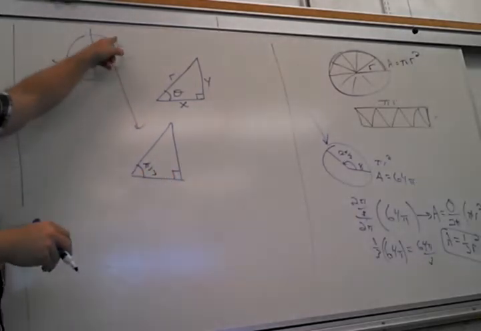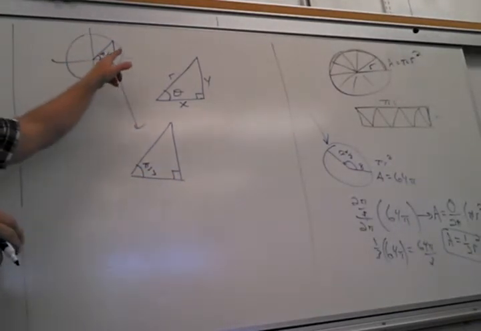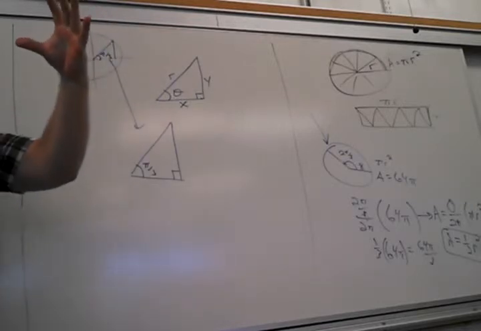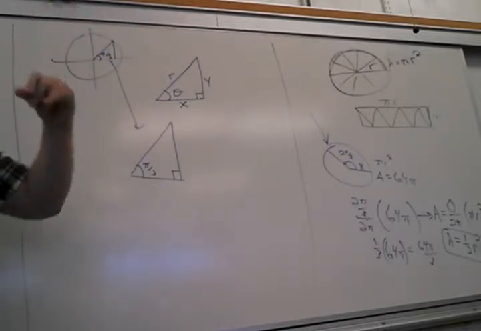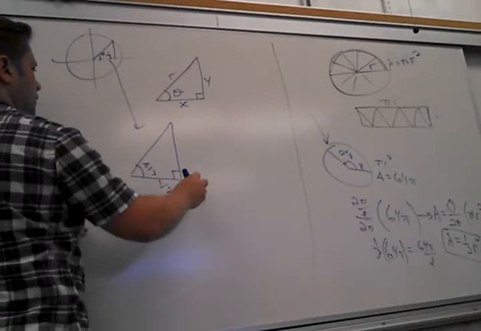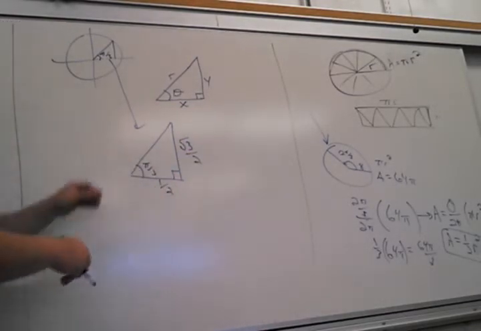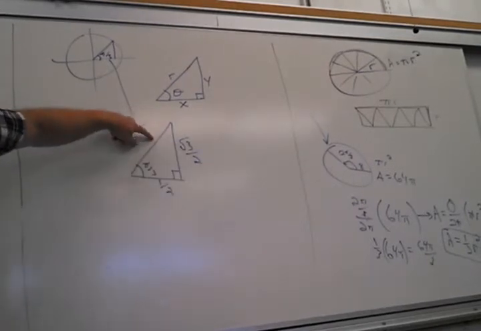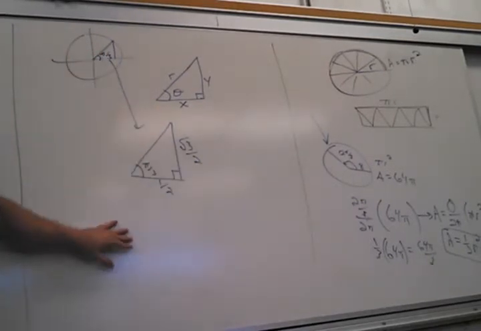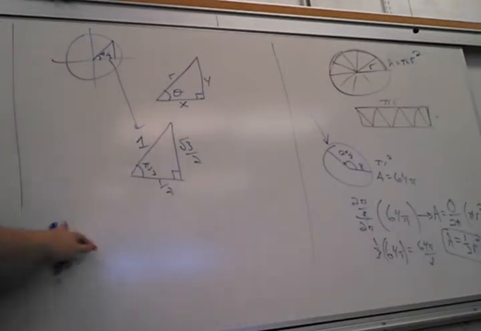For pi over 3, what's the x piece? What's the terminal point for pi over 3? Yeah, 1/2. So this would be 1/2 here. What's the y piece got to be? Root 3 over 2. Okay. And just to check, if you square those and add them, of course you get 1. That's where they came from. So that has to be true. So this would be 1.